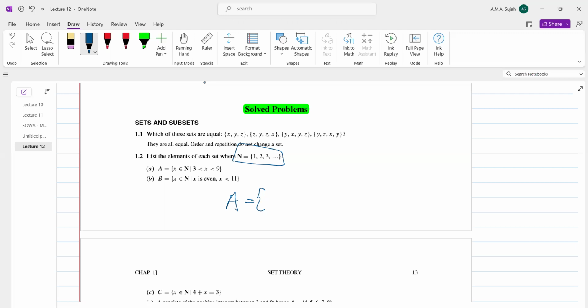So what are the elements that come? Tell me. Not equal to 3, right? So starting from 4, 5, 6, 7, 8. These are the elements belonging to A.